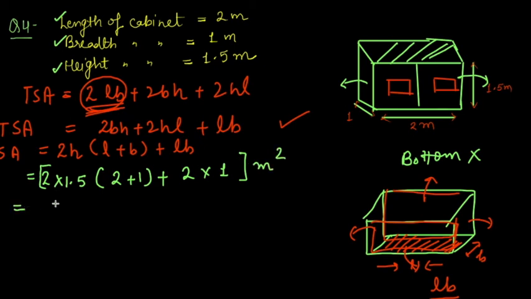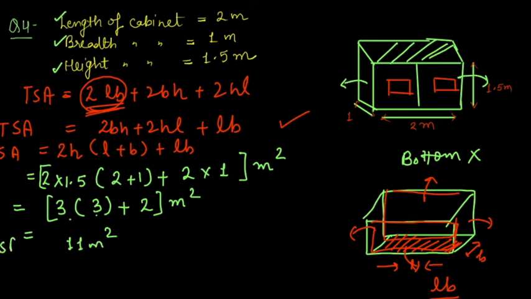How much will this be? 3 into 2 plus 1, 3, plus 2 into 1 gives you 2. This much meter square. If you multiply it, 3 3s are 9. 9 plus 2, 11 meter square. So this is the TSA of the cupboard which she has to paint except the bottom of the cupboard.